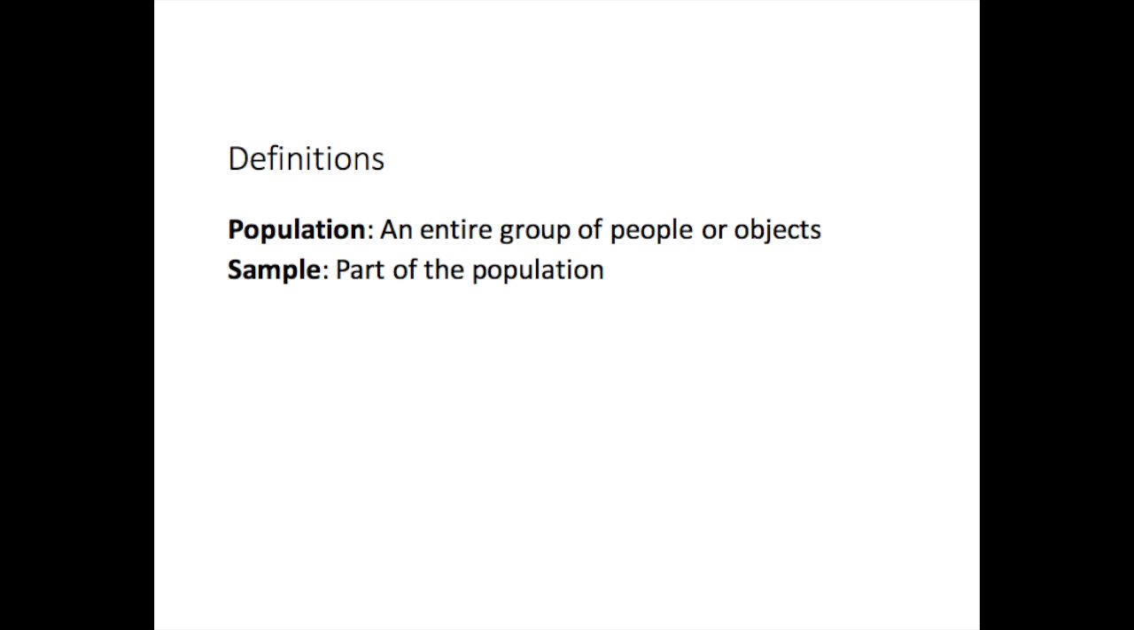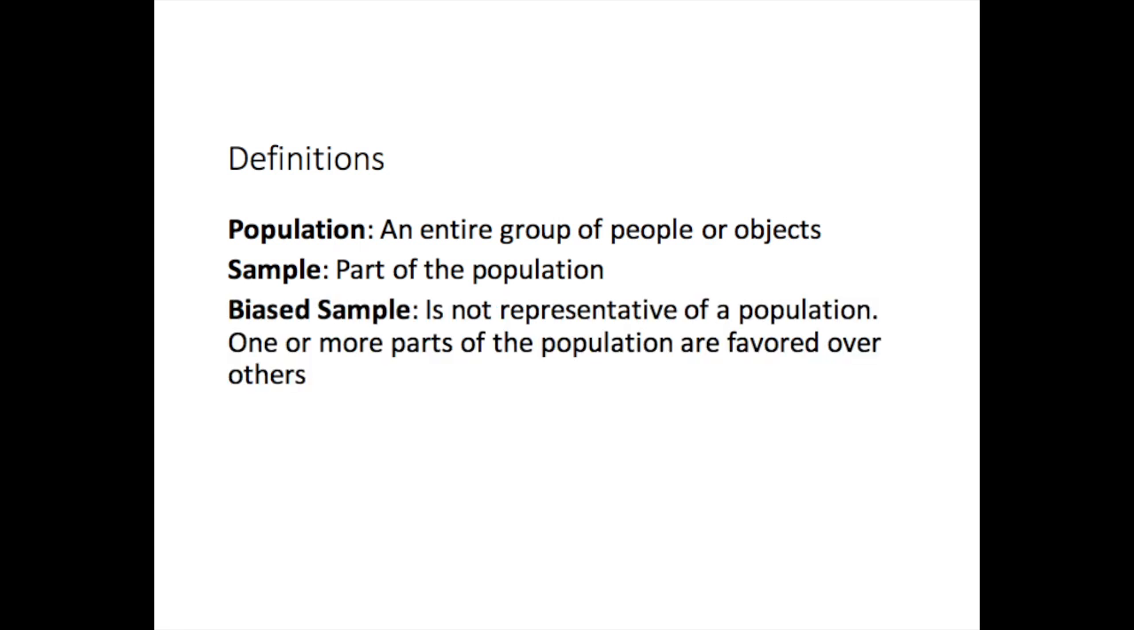There are two types of samples. One is a biased sample. That means it's not representative of the population. One or more parts of the population are favored over others. That means that it's not fair from the group we picked.